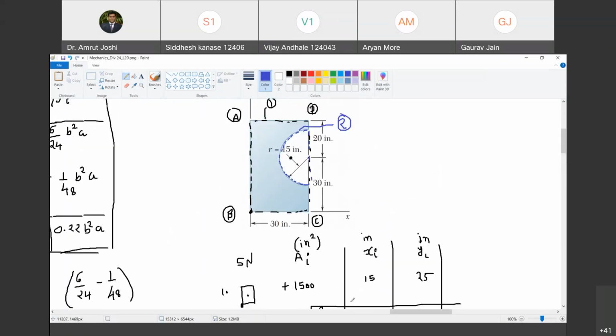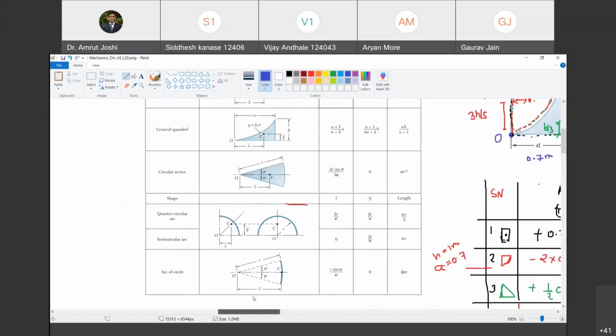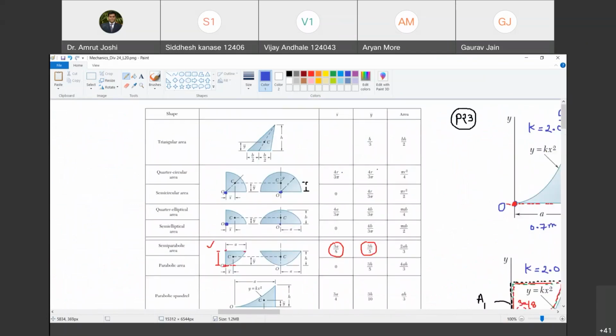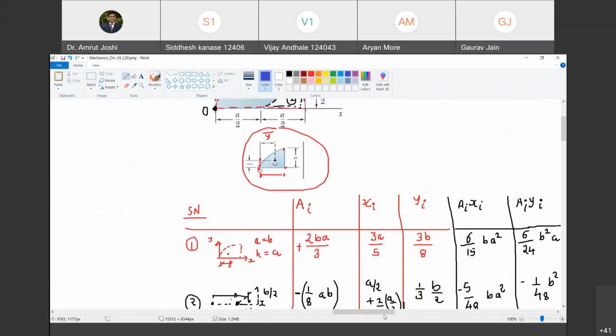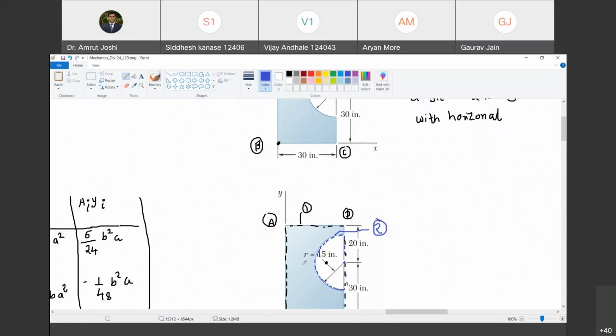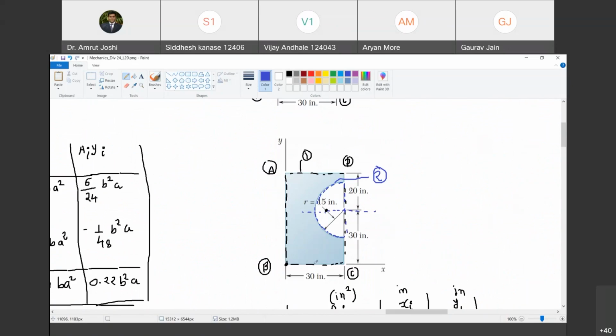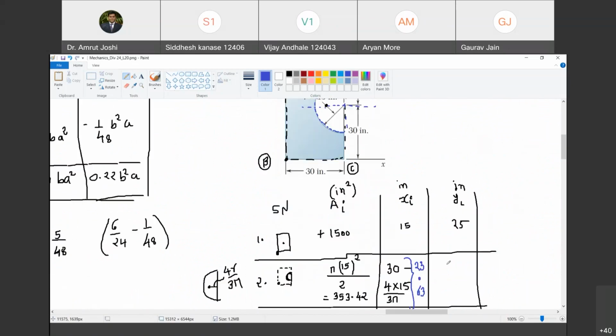Now what is y bar? If you look at this figure, y bar lies along this line of symmetry itself. Agreed? Yes, sir. So here, x bar is 0. The location of the centroid from O in the x direction is 0. Similarly, the centroid of this diagram has to lie on this line. Are you with me? So its y bar is 30. Do you agree with me? Yes, sir.